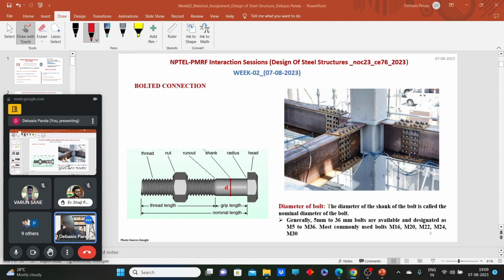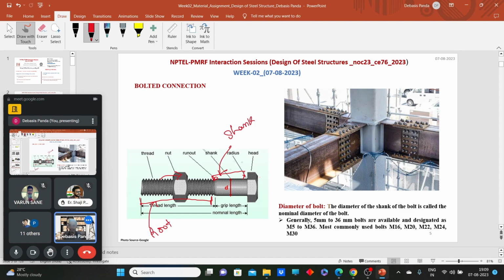We have all seen the bolt. A bolt has basically two parts: one where the threads are not there, and another part where the threads are there. The part without thread we call the shank of the bolt. The part which includes the thread portion is needed to accommodate the nut. This portion is called the root or thread of the bolt.